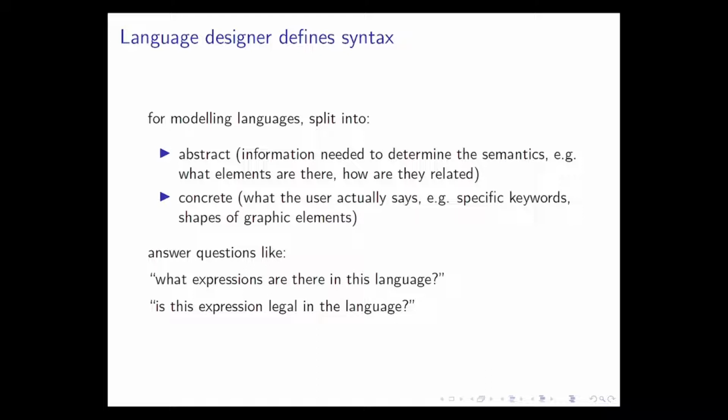And then we also have concrete syntax, which is what does the user actually say? So what are the keywords if you're talking about a textual language? What are the shapes of the graphic elements? So, for example, abstract syntax says things like there are going to be classes and associations between them, and concrete syntax says things like classes will be represented by rectangles and associations by plain lines. And syntax helps us to answer questions like what expressions are there in this language, and is this particular expression legal in the language? That's what you can do with syntax.